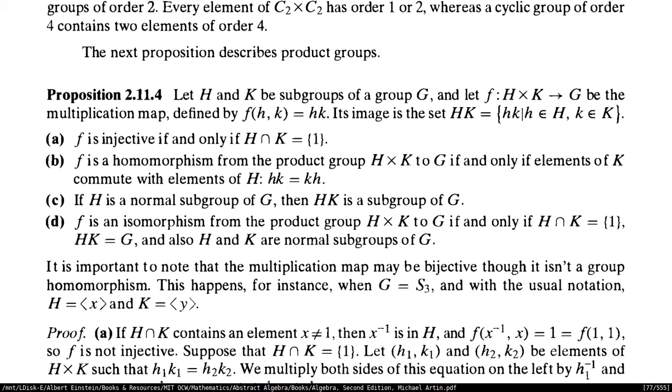The proposition is that F is going to be injective if and only if the only thing common between the subgroups is the identity, right? So what that means is that if they have something else in common, it cannot be injective, right?